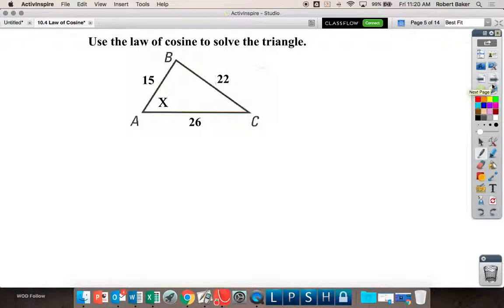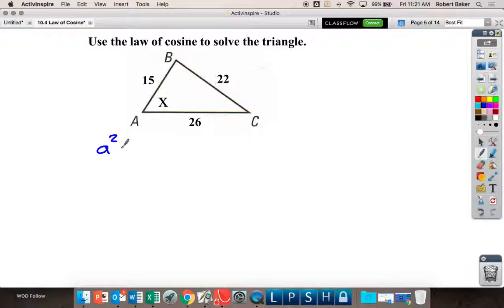Okay, this is the test question. Now, on the test, it's going to say solve for angle A. Right? Notice there is no angle inside the triangle. It's just a straight up random triangle, and it says solve for angle A. So if I'm solving for angle A, what equation do I want to use? I want to use the a squared equation.